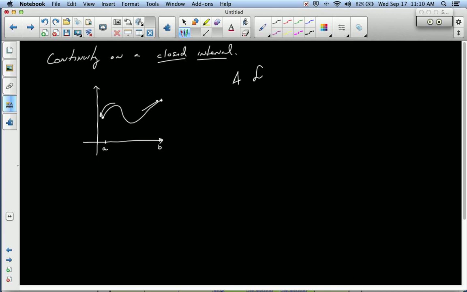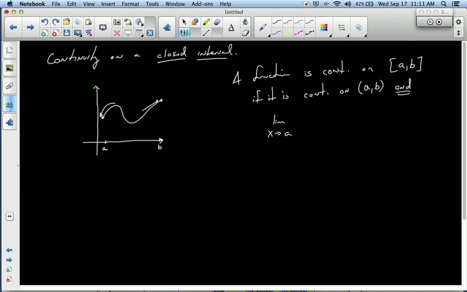So a function is continuous on a closed interval from A to B if it is continuous on the open interval. All right, we use parentheses for open and brackets for closed. So continuous on the open interval, and the limit as x approaches a from the right-hand side of f of x is equal to f of a, and the limit as x approaches b from the left side of f of x is equal to f of b. All right, then we have continuity.